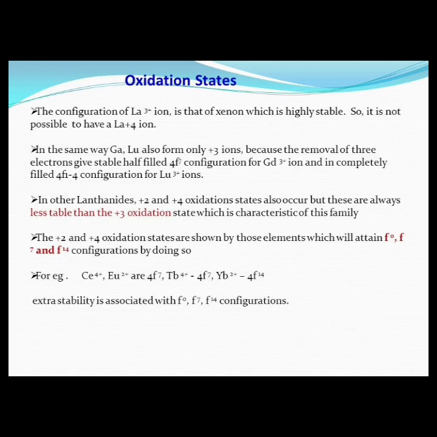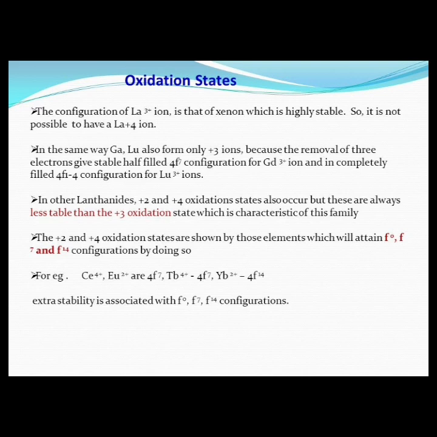Oxidation state. The configuration of the lanthanum 3+ ion is that of xenon, which is highly stable. So it is not possible to have a lanthanum 4+ ion. In the same way, Gd and Lu also form only 3+ ions because the removal of 3 electrons gives the stable half-filled 4f7 configuration for the Gd 3+ ion, and the completely filled 4f14 configuration for the Lu 3+ ion. In other lanthanides, +2 and +4 oxidation states also occur, but these are always less stable than the +3 oxidation state, which is characteristic of this family.